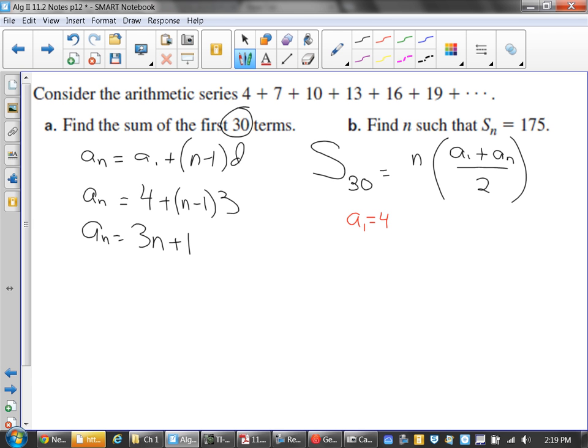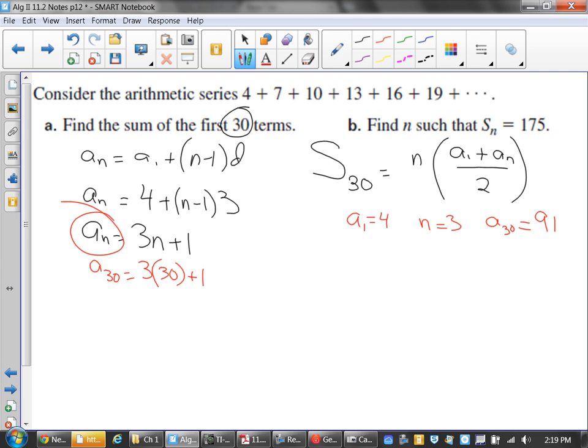What's the value of n going to be here? 30. Good. So the value of n is 30. That means I need to figure out what a sub 30 is going to equal, and I get that from there. I need to figure out that term eventually anyway, so I might as well take a second to write out the rule to use it. All right. So the 30th term in this sequence, a sub 30, is 3 times 30 plus 1, which is 91. Okay. So I know that my 30th term is 91.